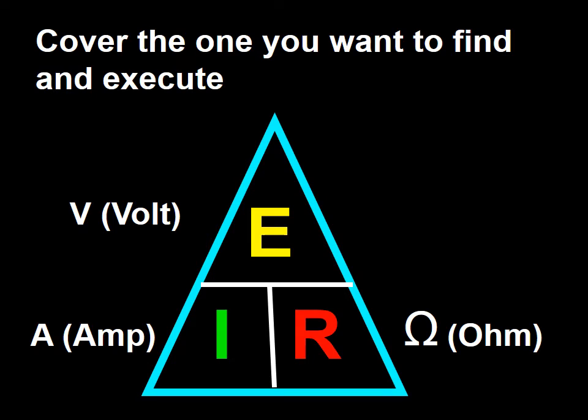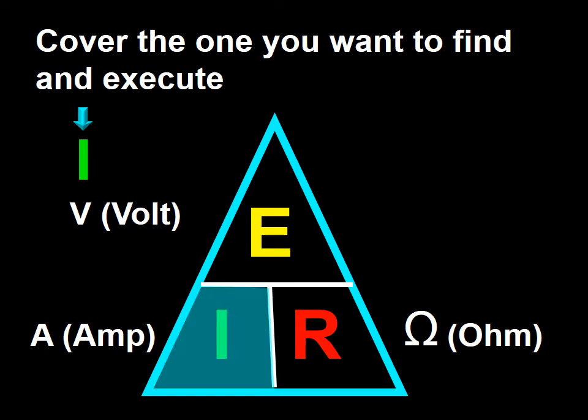Let's say now you want to determine the value of current. You cover the letter I, then you execute the operation. In this case, I is equal to E divided by R.